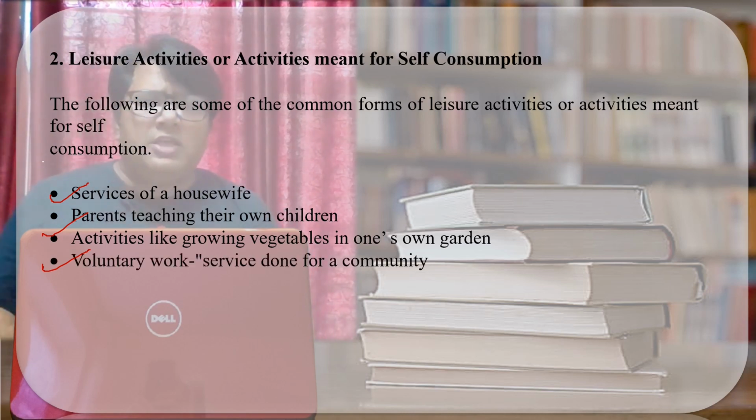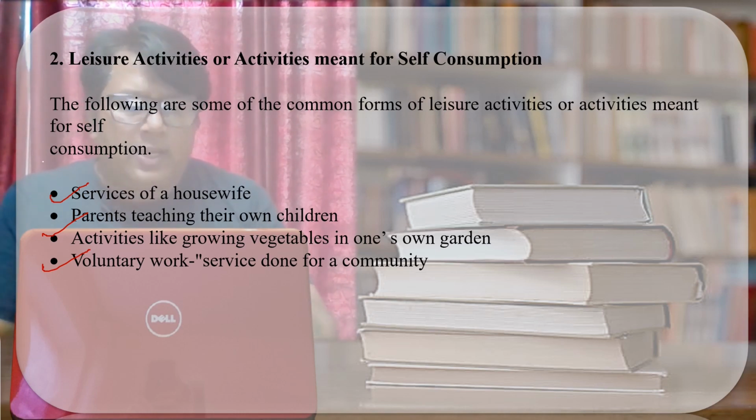Next is voluntary service done for a community. Most of the time we are giving our services voluntarily. Has the community asked us to give the services? Answer is no. We are giving those services voluntarily, of our own. So the motive is not to earn money, so it should not be considered while calculating the national income.